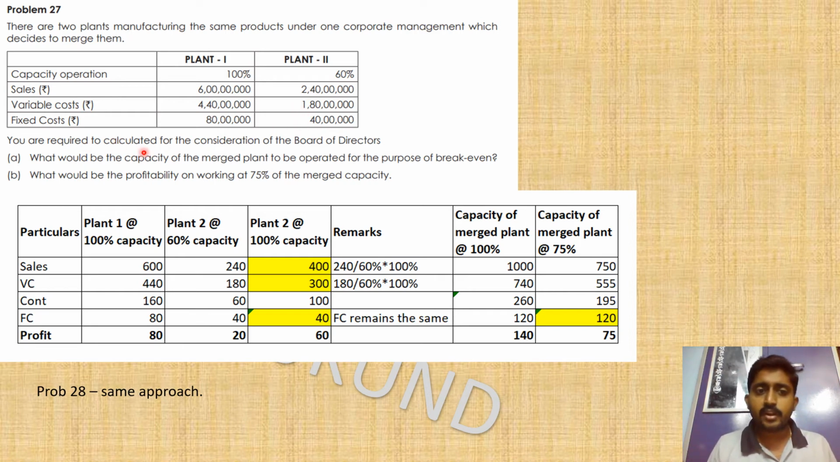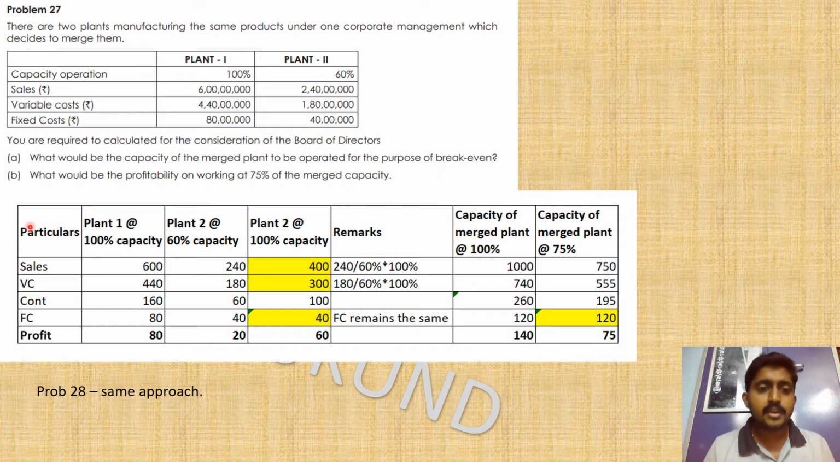You are required to calculate, considering the board of directors. So for board of directors decision making, we have to place the summary. What would be the capacity of the merged plant to be operated for the purpose of break even? So we have to find the capacity of the merged plant and what is the break even point of the merged plant also.